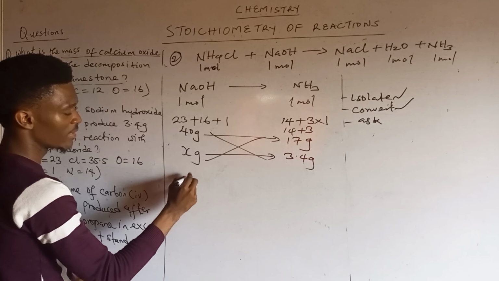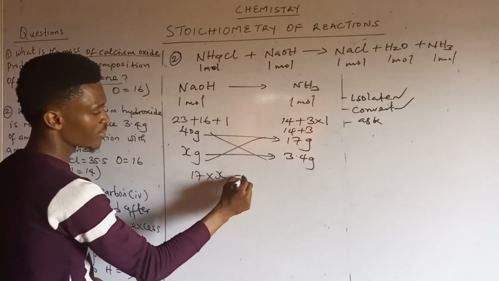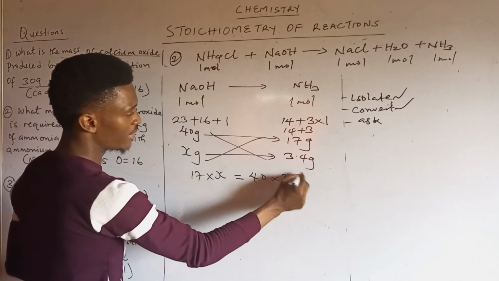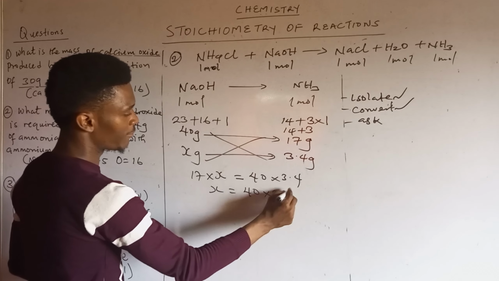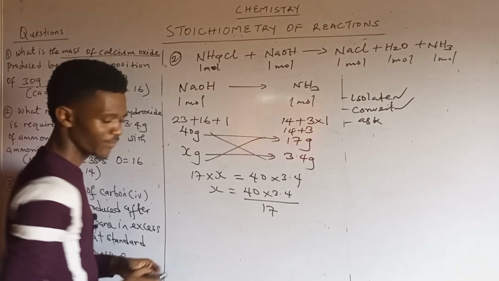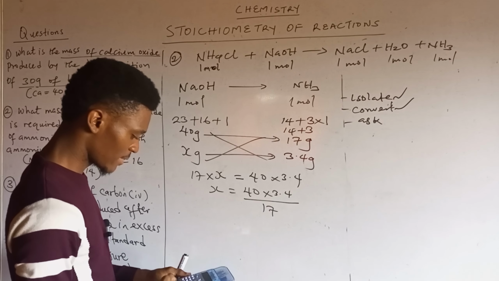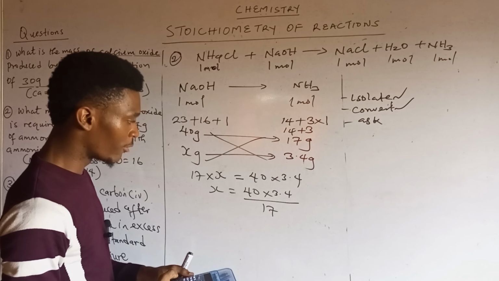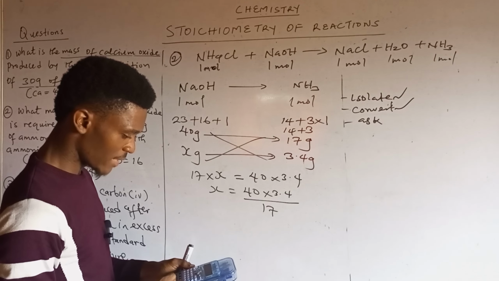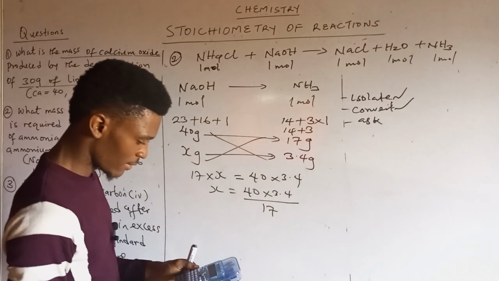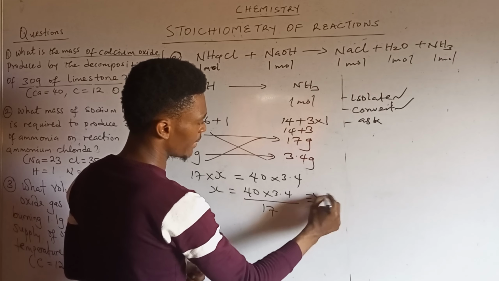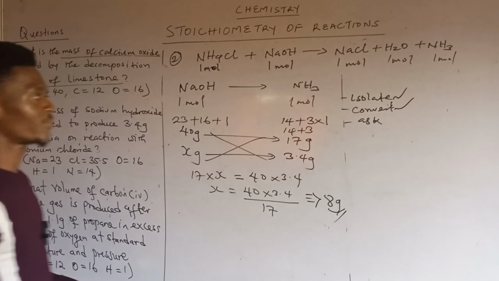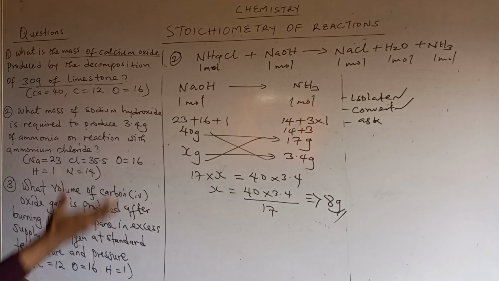So you just simply cross multiply, just like the previous question. When you do that, it becomes 17 times x, which is equal to 40 times 3.4. By doing that, x becomes 40 times 3.4 over 17. And when we do that, 40 times 3.4 divided by 17, of course, that gives us 8. So we are left with 8 grams. So our answer is 8. All right. So that's just what you need to do about this question.